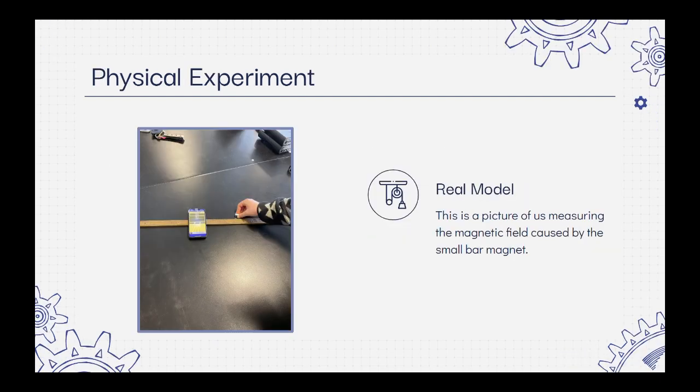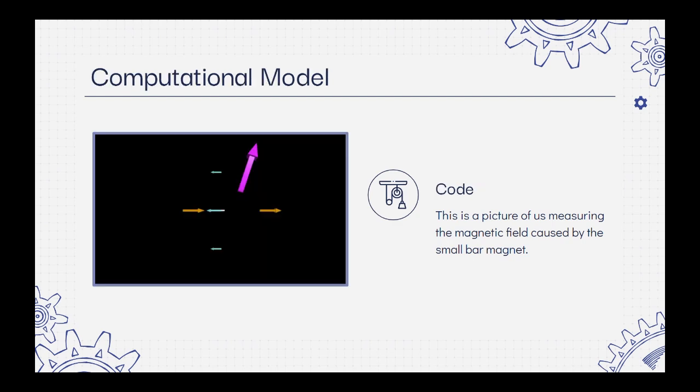So here's the real model. We have tape marking where our magnetometer inside the phone is exactly, and then we drew the magnet along using a meter stick to know what our R value would be. Here's the code. You can see us drawing the magnetic field around the magnet, all the arrows.